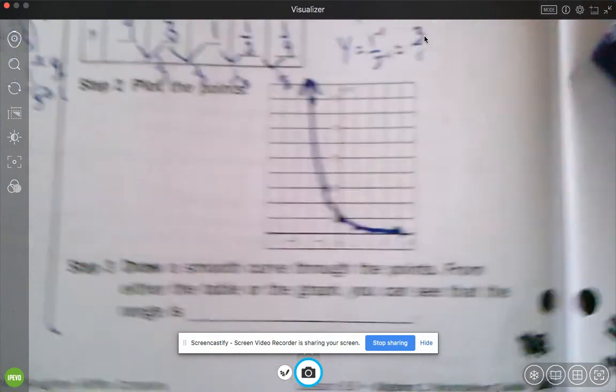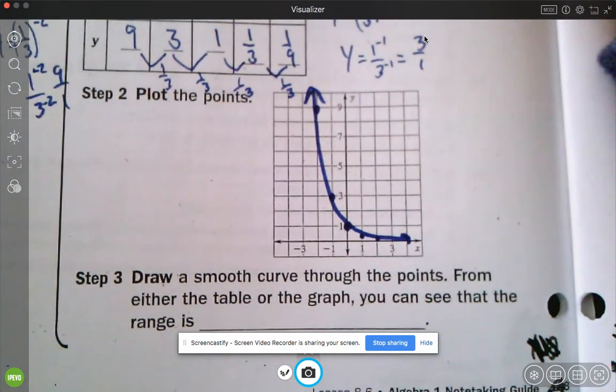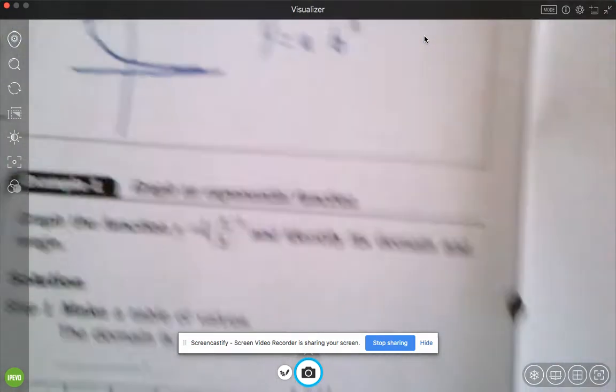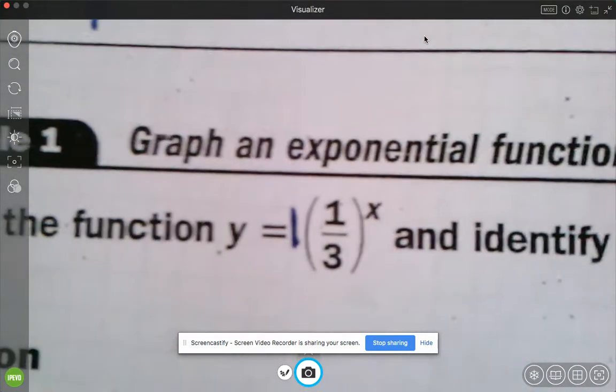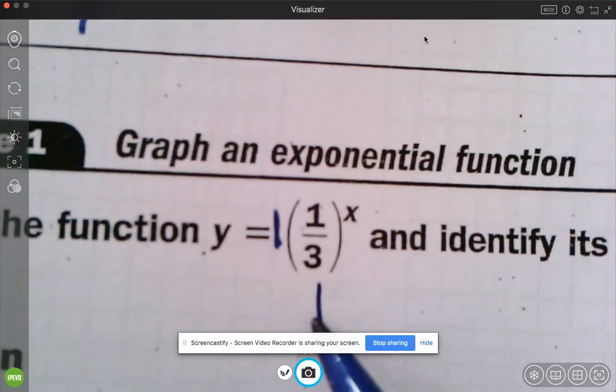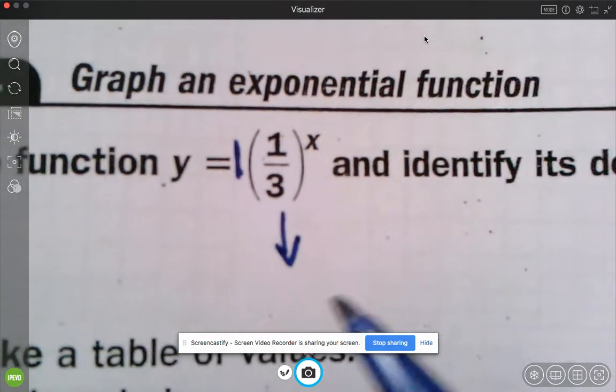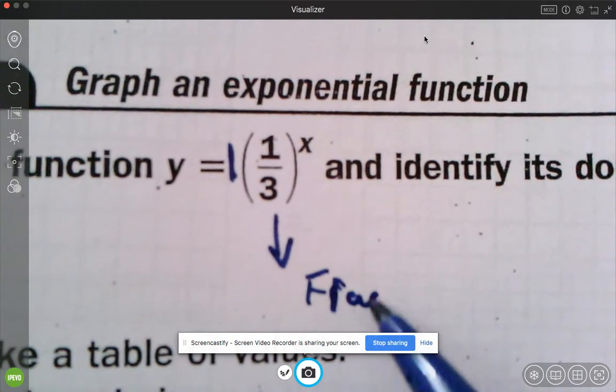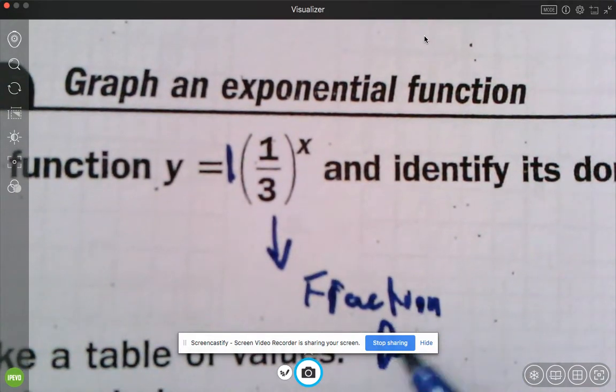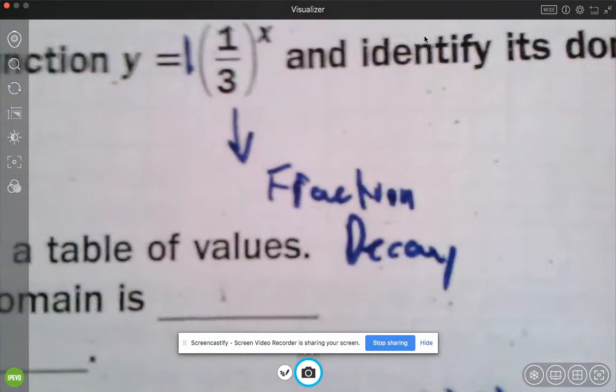So that's a pretty cool decay versus growth. Again, what do you think made this a decay? It was that our growth factor was a fraction. Because this was a fraction, it became a decay. Interesting.